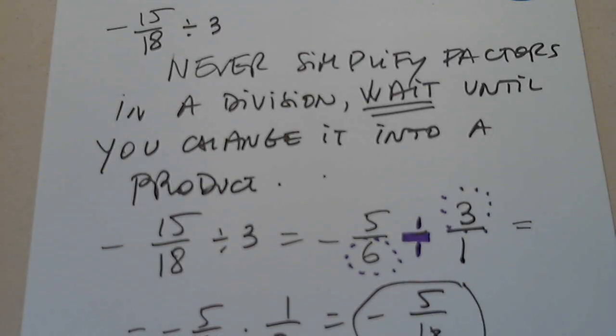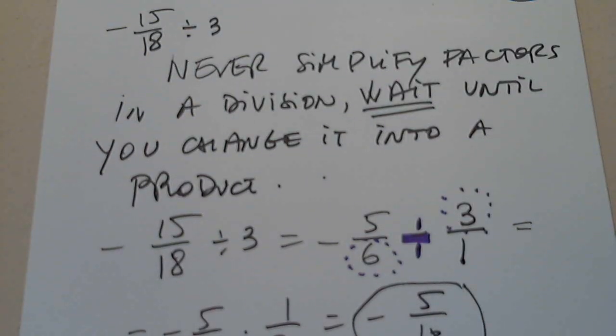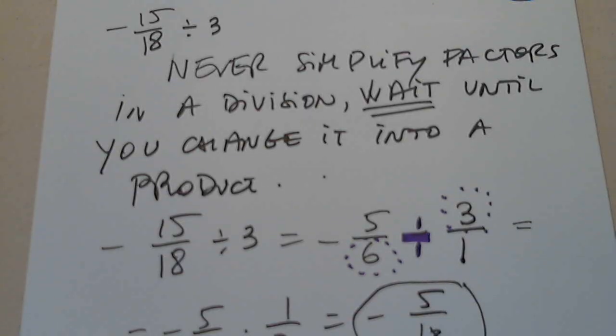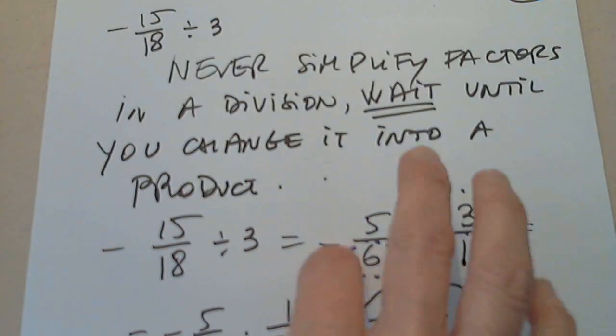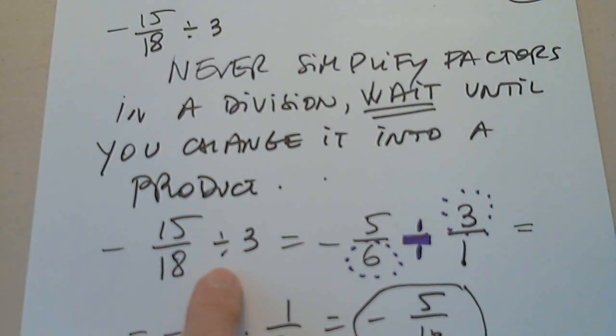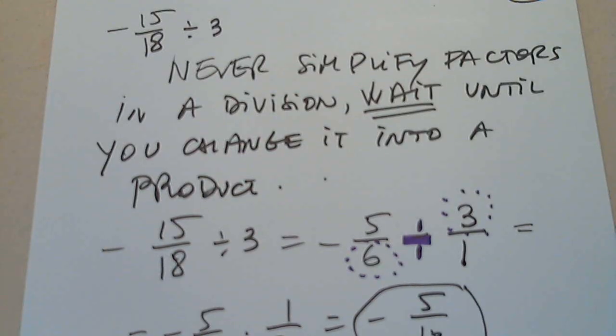So do not attempt to simplify the 3 and 18 because it's a division. If you do simplify 3 with 18, you will get -15/6, which will never be the final answer. That will be a terrible mistake. So the point I'm making is we can simplify across top and bottom, but not in a division. Never, ever, ever in a division. You have to wait, change it into a product, and then if you can still simplify, simplify. If you cannot, this is it. So this is a crucial situation.